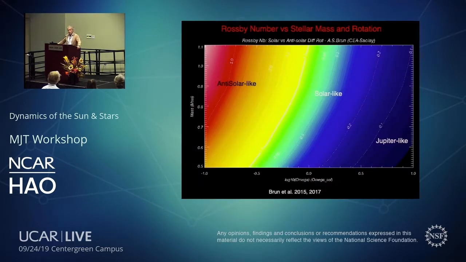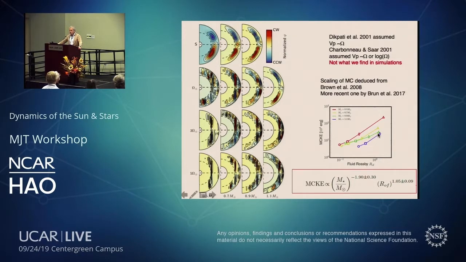So here I show you a regime diagram plot, as a function of the rotation rate from a tenth solar to 10 times solar, and as a function of mass from half a solar mass to 10% more massive than the sun. We have evaluated where the transition is between anti-solar-like stars, solar-like stars, and Jupiter-like stars. So this is just some clues. And also, we have, of course, the meridional circulation, which is found to be highly multicellular. So this is still something to be looked for.